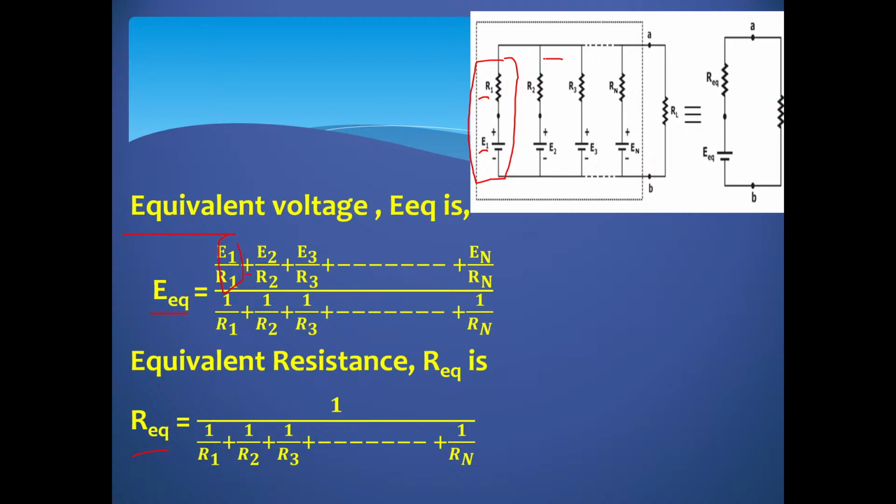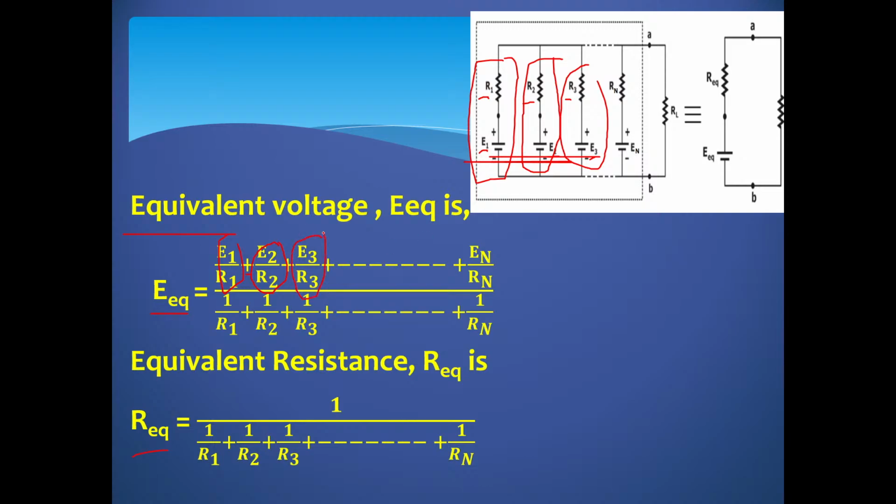Go to the next branch. What is there? E2 voltage source and R2 resistance. So write down plus E2 by R2. That is another current, I2 current in branch 2. Similarly, go to the next branch. What is the voltage source? E3. And what is the resistance? R3. Okay. So what is it?